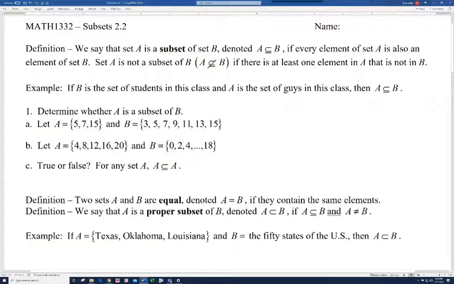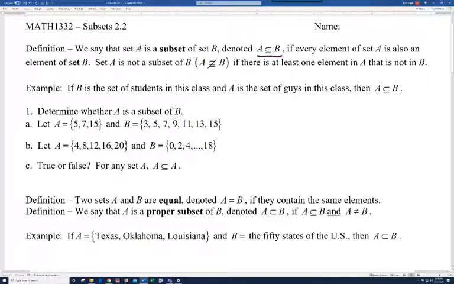In this video, I'll be talking about subsets. So we have a definition here. It says, we say that set A is a subset of set B, and this is how we denote that. A is a subset of B if every element of set A is also an element of set B.